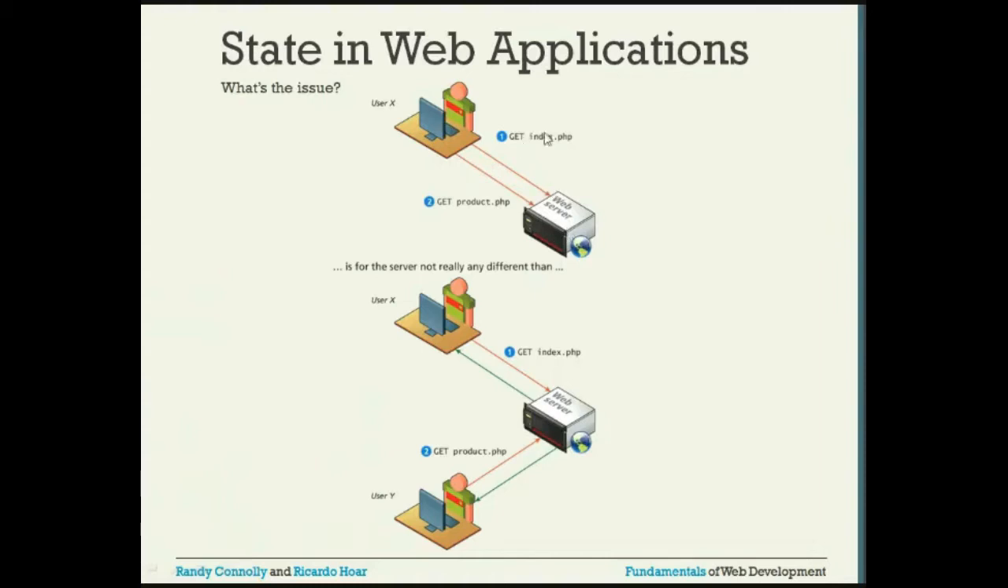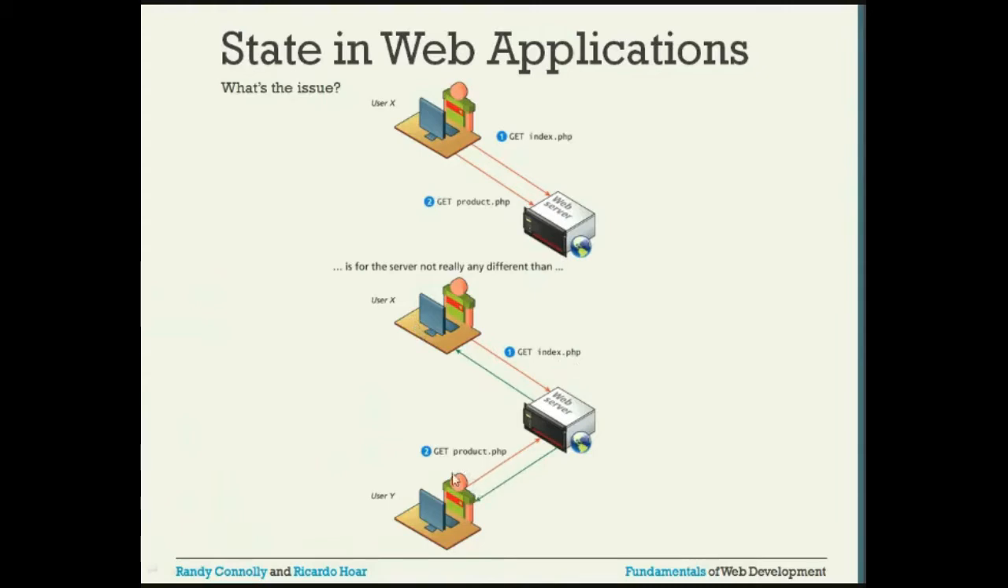And this situation is exactly similar to this situation, where you can see these two requests are coming from two different users. User X is requesting index.php, and user Y is requesting product.php. Essentially, these two requests are exactly the same, but here they are coming from two different users. Here, the server has no way to distinguish that index.php is coming from user X and product.php is coming from user Y.